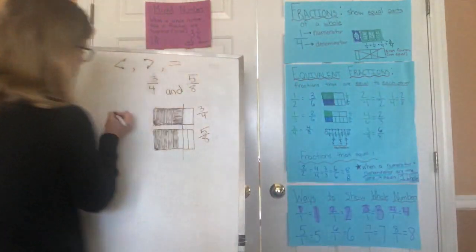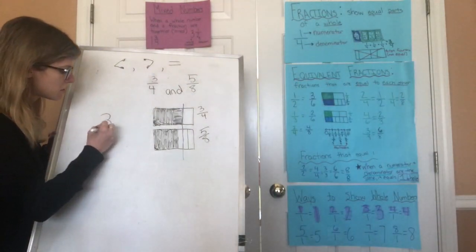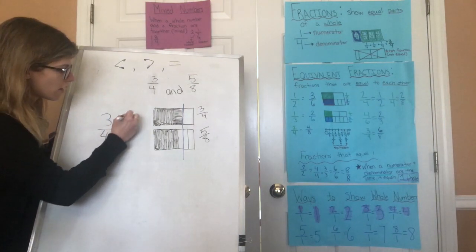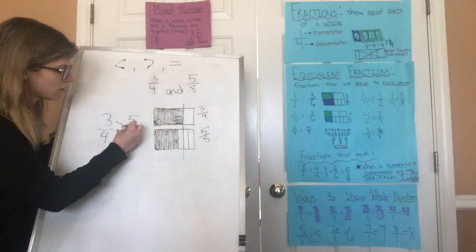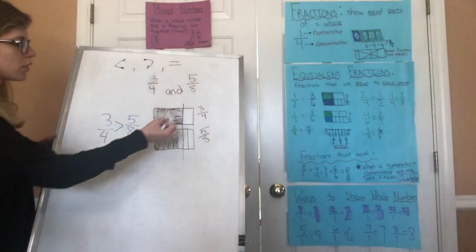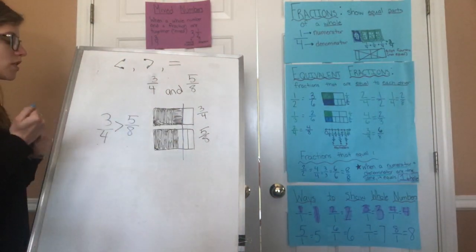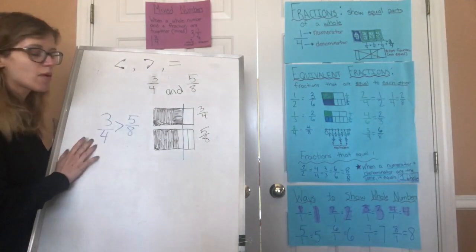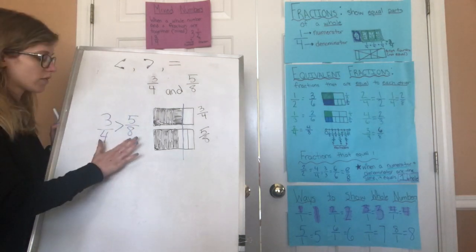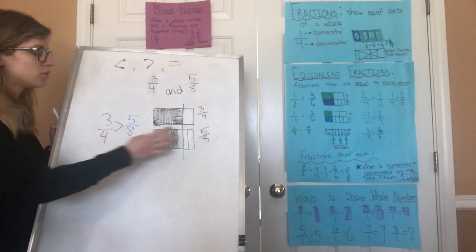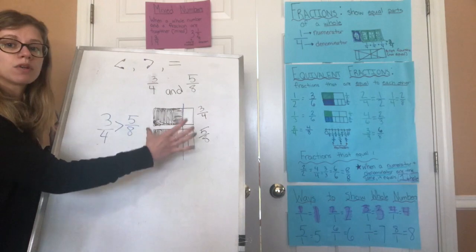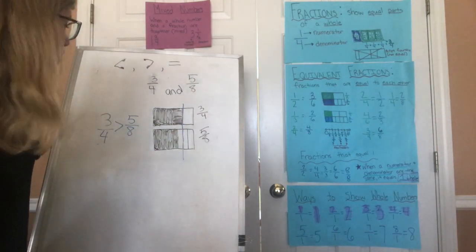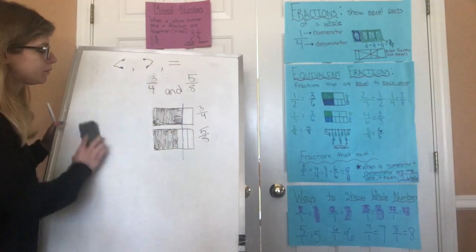So I can write that 3/4 is greater than 5/8. And I see that because more is shaded in. So it doesn't matter if my numerator and denominator are smaller than another fraction. I need to be showing my work to make sure I'm comparing them. And I also want us to think about this in a different way.